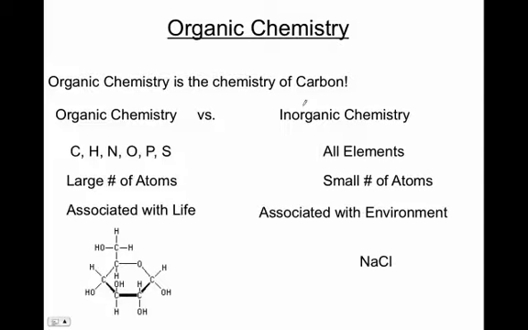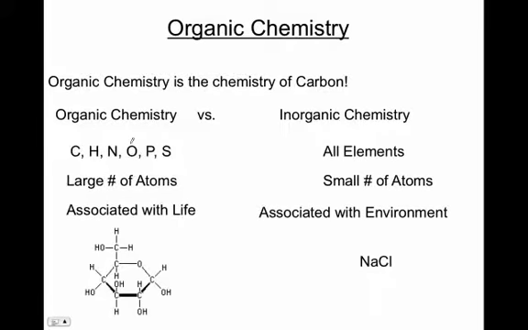So a quick rundown between organic chemistry and what we might call inorganic chemistry. In organic chemistry, we really focus on the 6 important elements for life: carbon, hydrogen, nitrogen, oxygen, phosphorus, and sulfur. Inorganic chemistry cannot be limited to those 6 major elements. It really can include any and all elements on the periodic table. With organic molecules, carbon is the key element, and usually hydrogen and oxygen will be present.